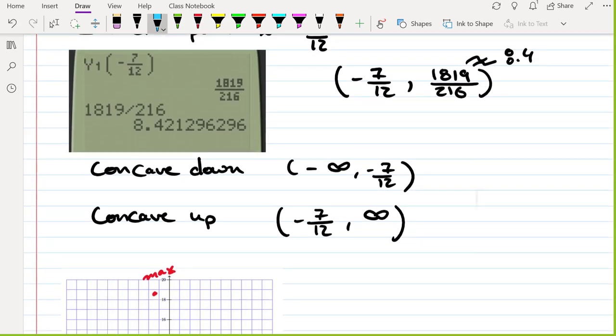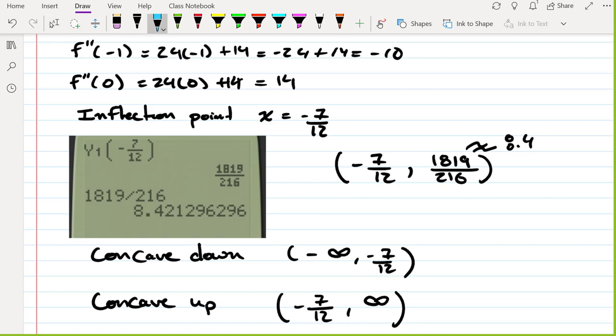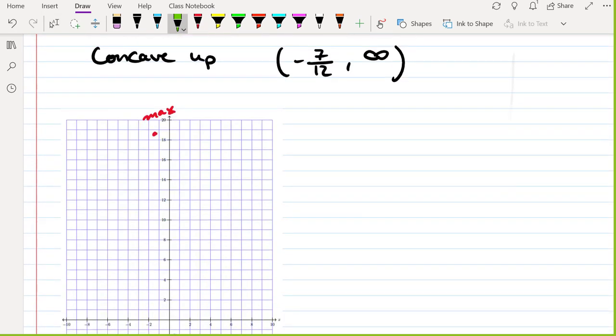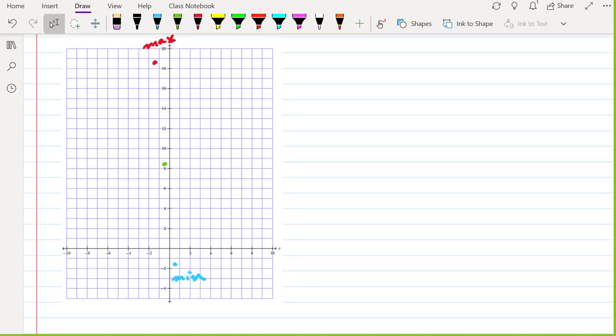And then we had a couple of other points. So our graph had its inflection point at negative 7/12. So that's going to be like negative 1/2-ish. And 8.4. That's our inflection point. And then we knew it was increasing till it hits its max, then it decreases, and so forth. So our graph's going to look something like this.